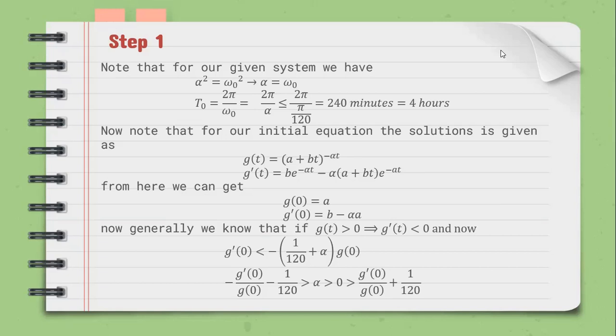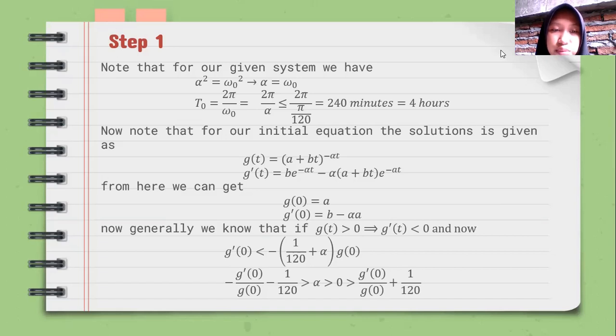Now, note that for our initial equation, the solution is given as G(t) equal to (A plus Pt) exponential minus alpha t, and G prime(t) equal to P exponential minus alpha t minus alpha times (A plus Pt) exponential minus alpha t. From here, we can get G0 equal to A and G prime(0) equal to P minus alpha A.